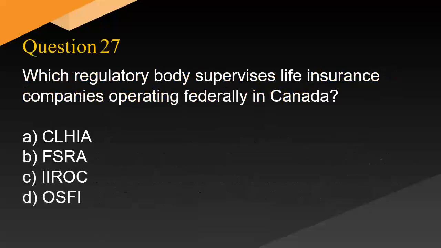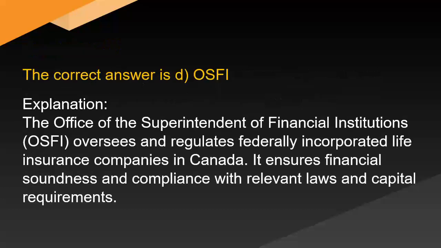Which regulatory body supervises life insurance companies operating federally in Canada? A. CLHIA. B. FSRA. C. IRUC. D. OSFI. The correct answer is D. OSFI. Explanation: The Office of the Superintendent of Financial Institutions (OSFI) oversees and regulates federally incorporated life insurance companies in Canada. It ensures financial soundness and compliance with relevant laws and capital requirements.